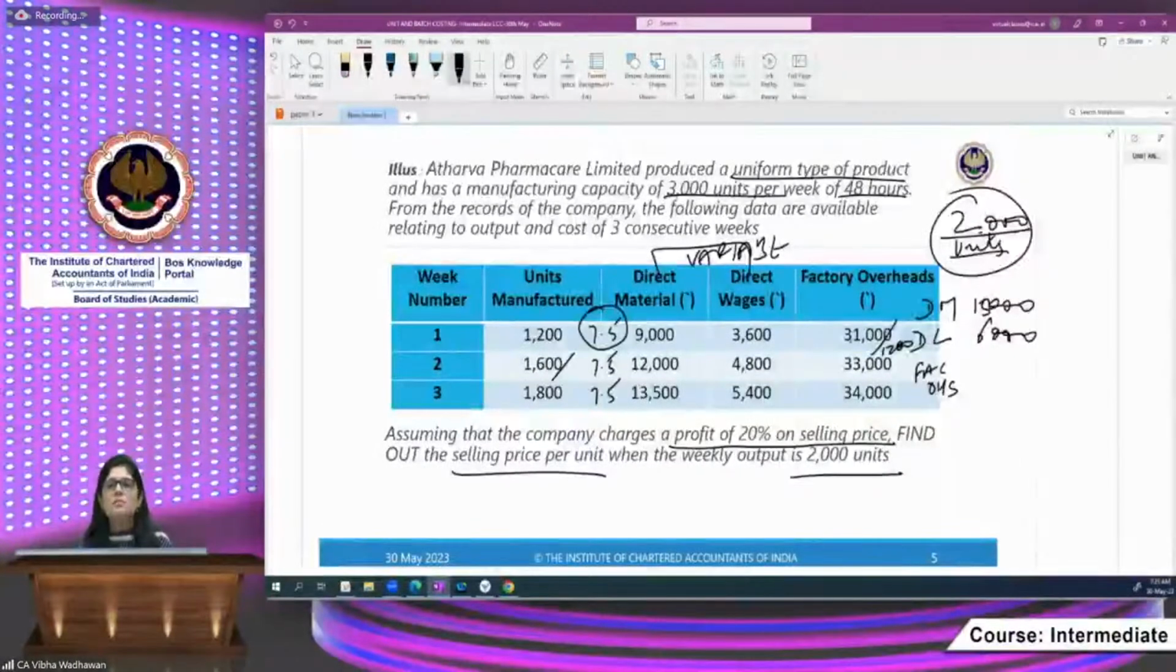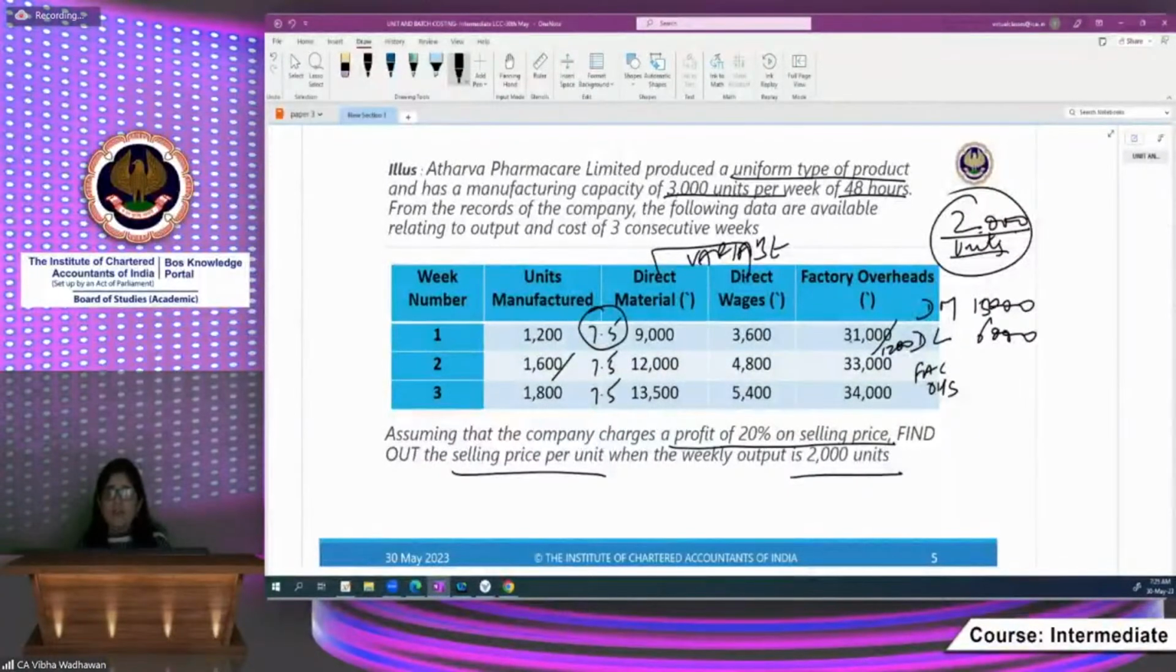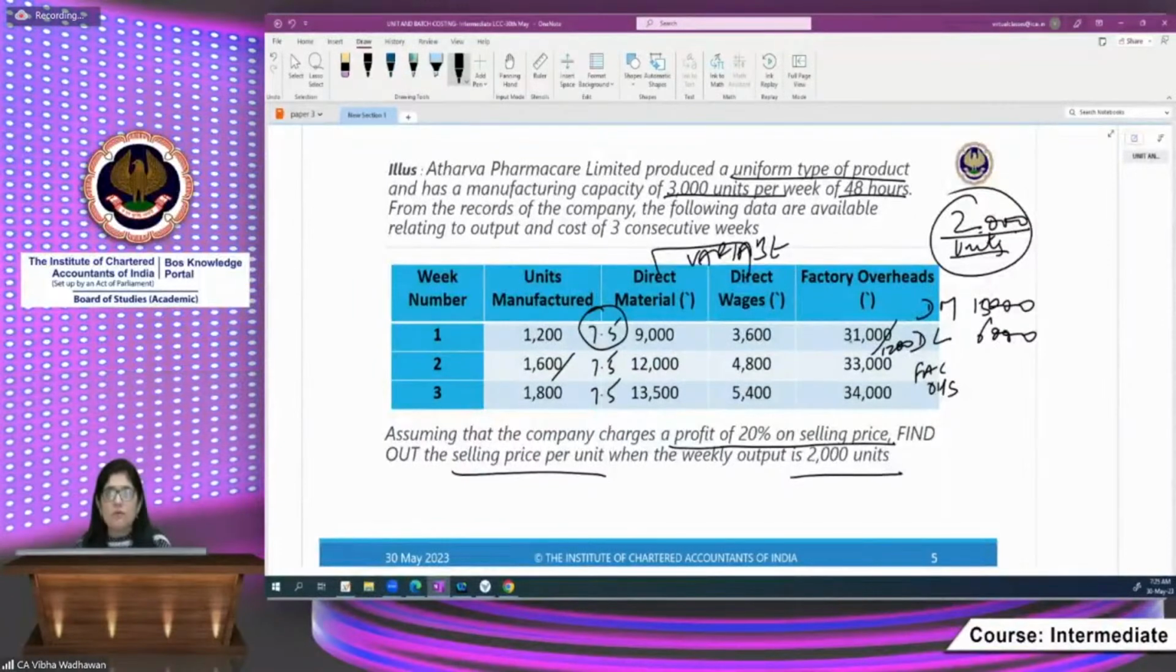So the factory overhead per unit is changing every time, and the amount is also not the same. So that means factory overheads are semi-variable. What do you understand by semi-variable? Why are they not variable? Because cost per unit is different every time. Here it's 25.8, here is 20 point something, here is 18.88. So cost per unit is not the same and the total also is not the same. 31, 33, 34. So it cannot be variable, it cannot be fixed.